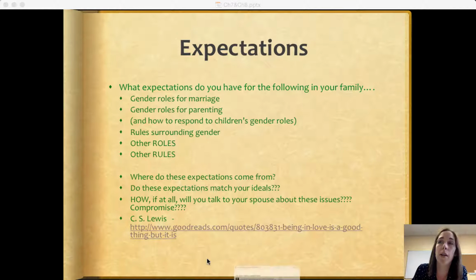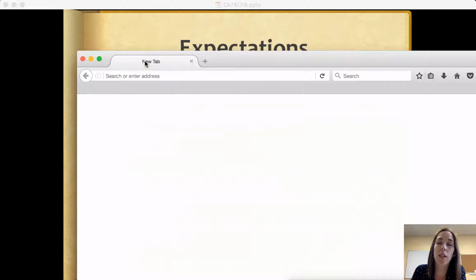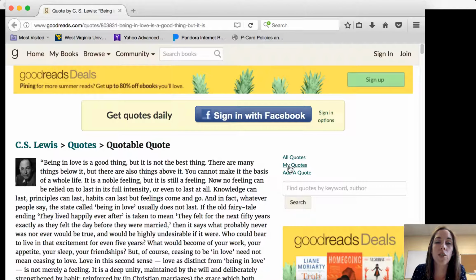But this is a quote by C.S. Lewis. It's actually a quotation. I hate when people say quote when they mean quotation. Quote's a verb. Quotation's a noun.